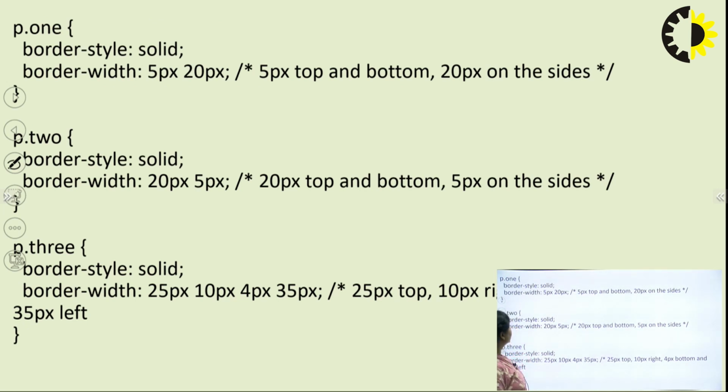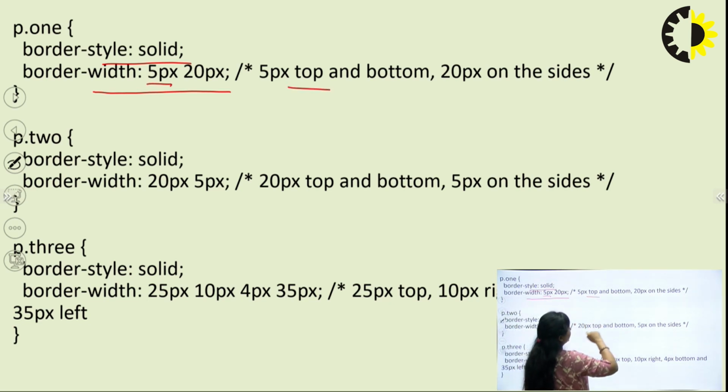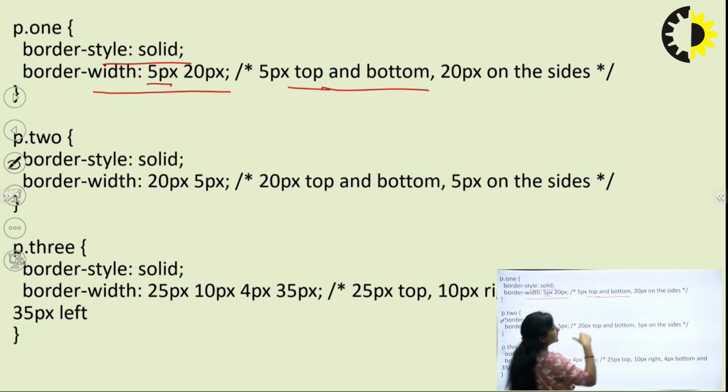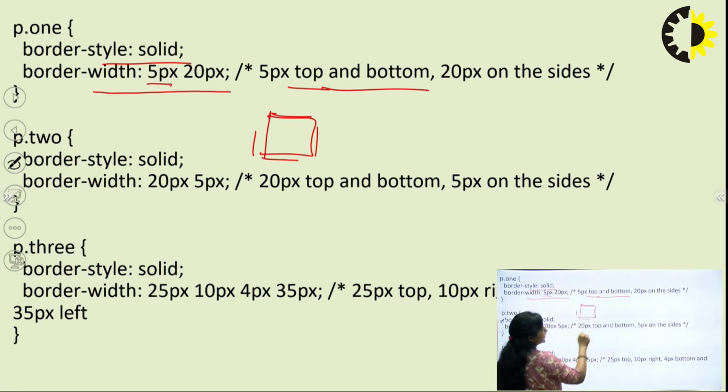Let's see this example. In this we have various types of classes, like p.1, where the border style is solid and the width is defined to be 5 by 20. So 5 px means from the top and the bottom, and 20 px means on the sides. So this is how a border is given: 5 from the top and the bottom and 20 on the sides.